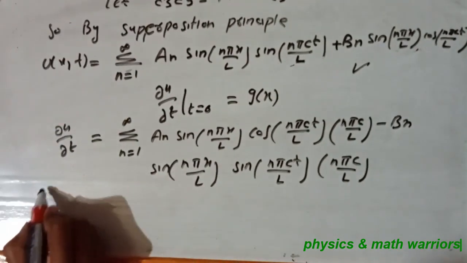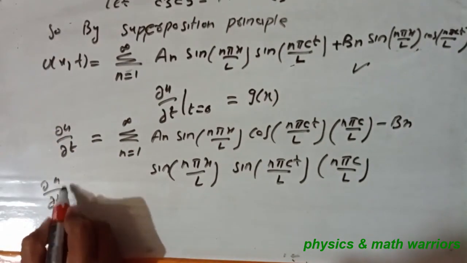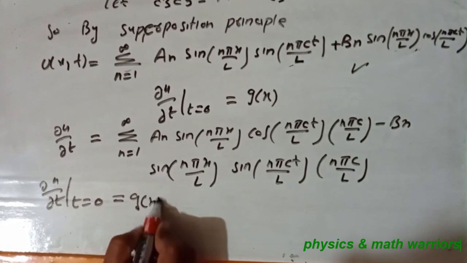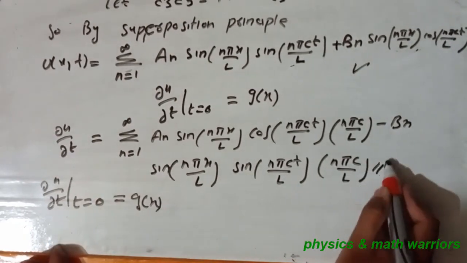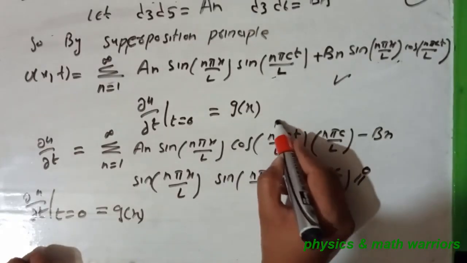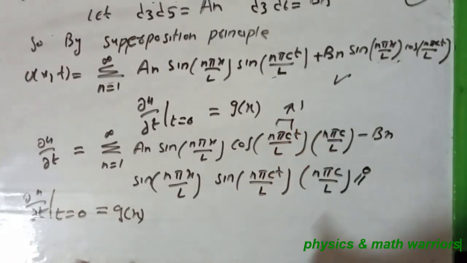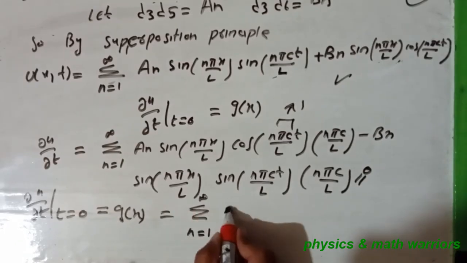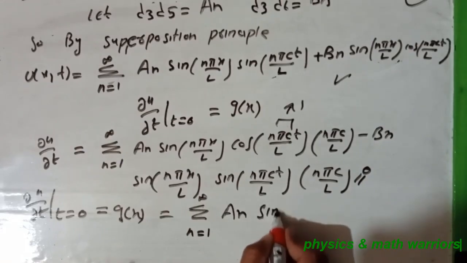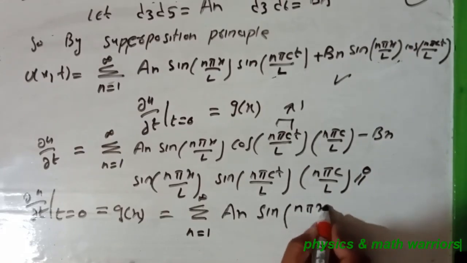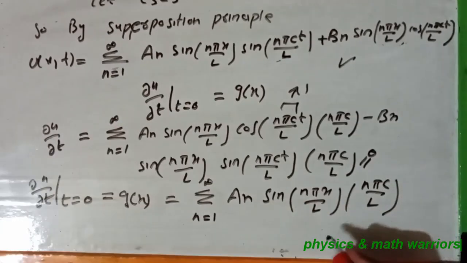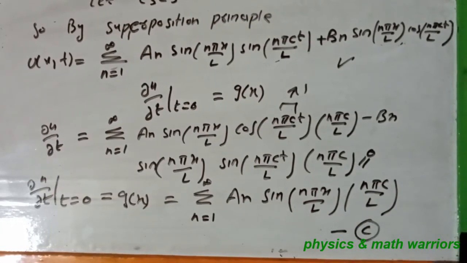Now we have to put partial u over partial t at t equal to 0 is equal to g of x. So this term is equal to 0 and this term is equal to 1. So this becomes the summation from n equals 1 to infinity of an sin(n pi x over L) times n pi c over L. This is equation number C.